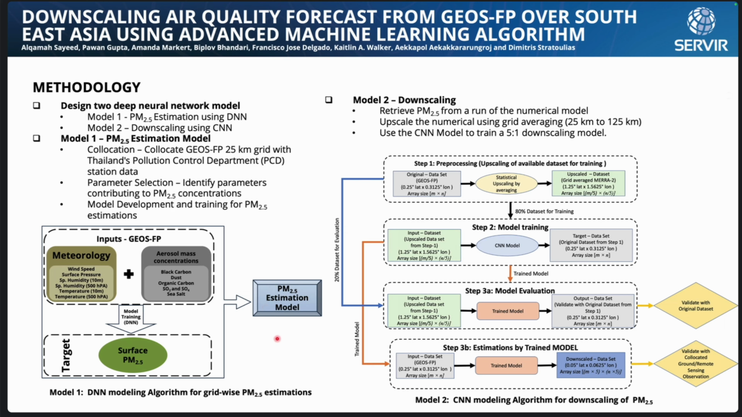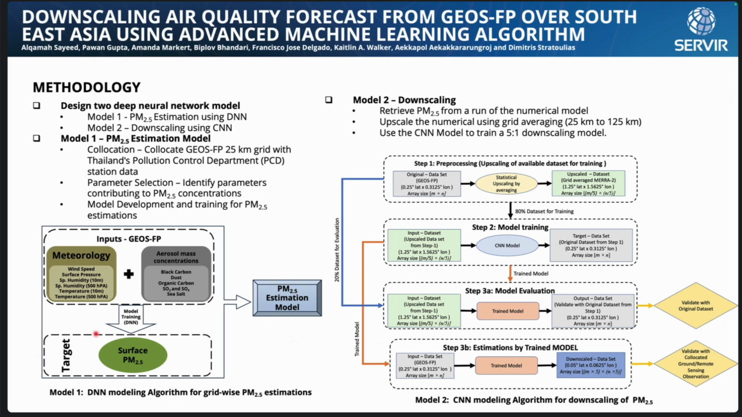So GEOS-FP, just a little background, GEOS-FP is a numerical model that has up to 10-day forecast at 3-hour intervals for various meteorology and pollutant concentrations. We are trying here to bias correct and downscale the GEOS-FP based model. So once we have a bias corrected grid-wise PM2.5, the next step for us is to downscale that bias corrected PM2.5 model to a 5 kilometer resolution.